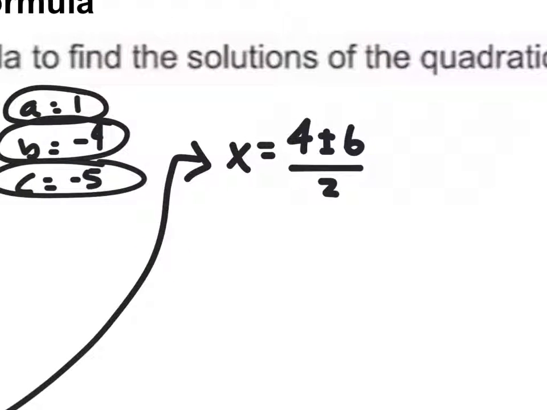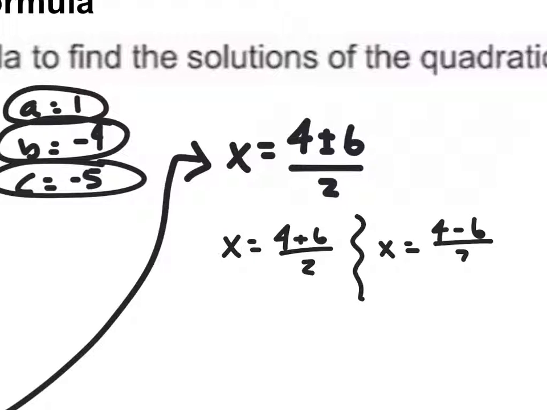Now that I have that, I've got two equations. I've got x is equal to 4 plus 6 over 2, and I've got that x is equal to 4 minus 6 over 2. So 4 plus 6 is going to give me 10 over 2.